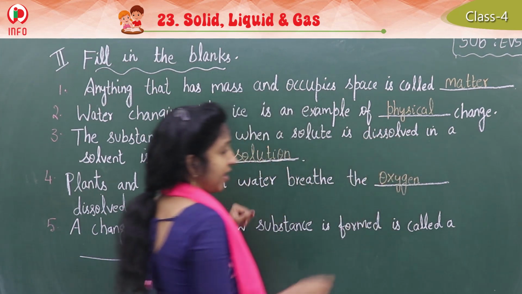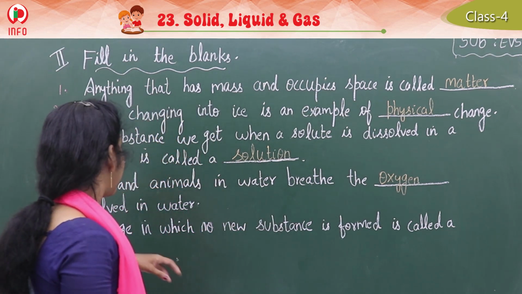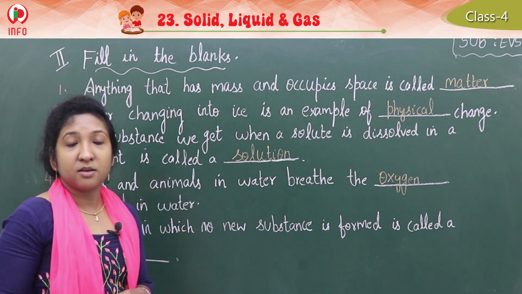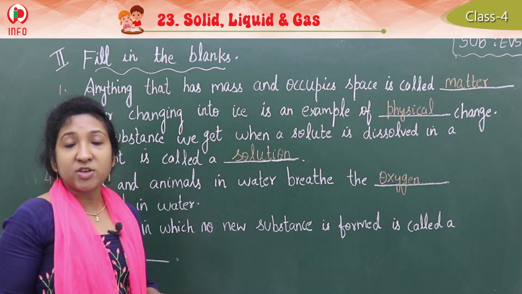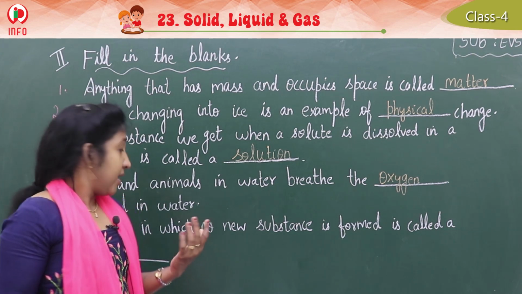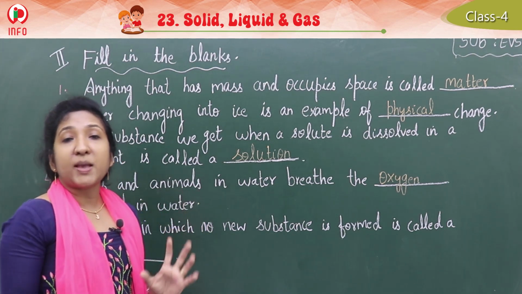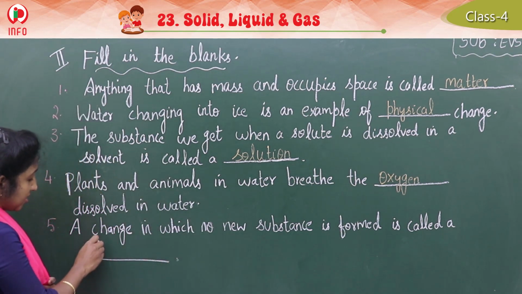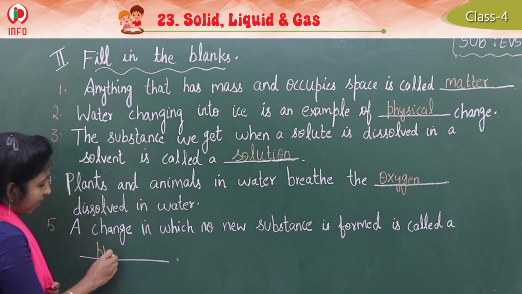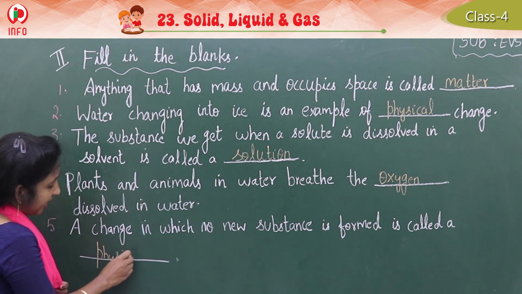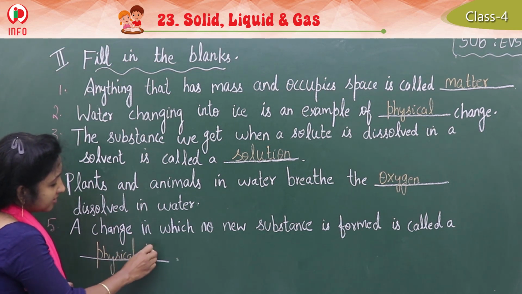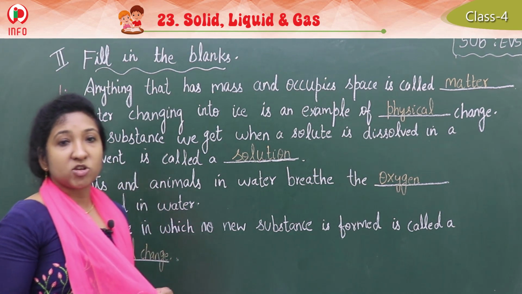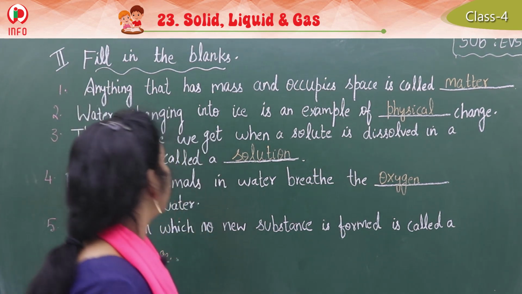Oxygen, oxygen. Now the last one, a change in which no new substance is formed is called a dash change. Which change is it? A change in which no new substance is formed is called a physical change. Physical change. Okay.